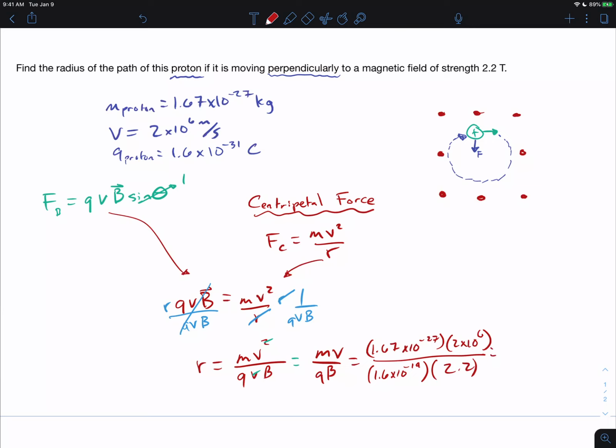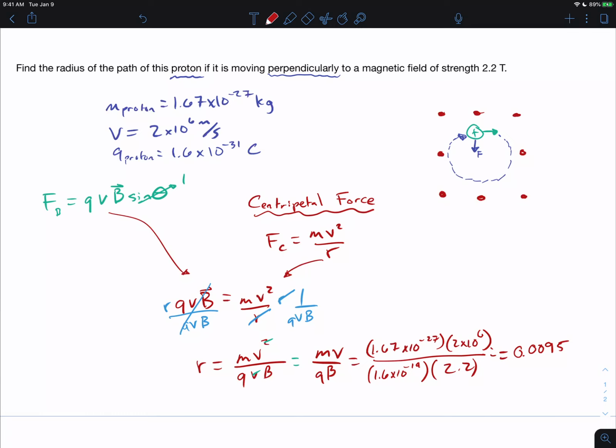Okay, so last step here, now we've plugged everything in. All we need to do is put this into our calculator. So last step is always the easiest for us. Negative 27 times 2 times 10 to the 6. Okay, 1.6 times 10 to the negative 19 times 2.2. So what I just got here by plugging this in is 0.009. Let's go ahead and call this 0.0095.